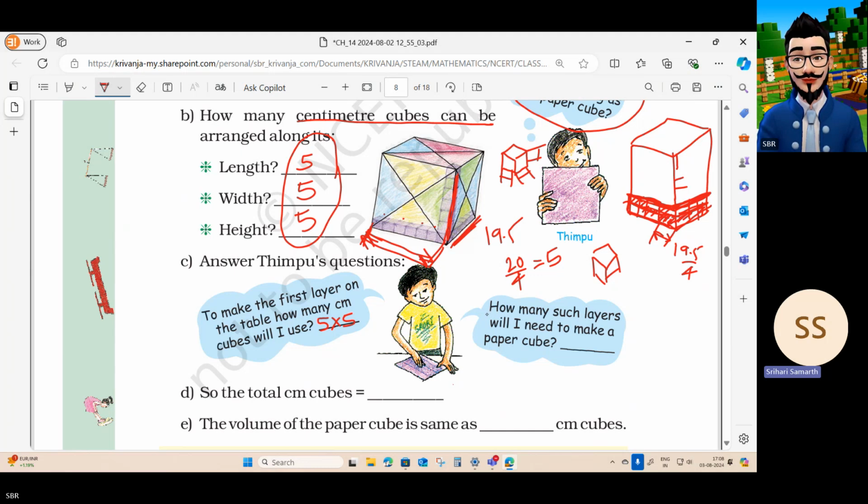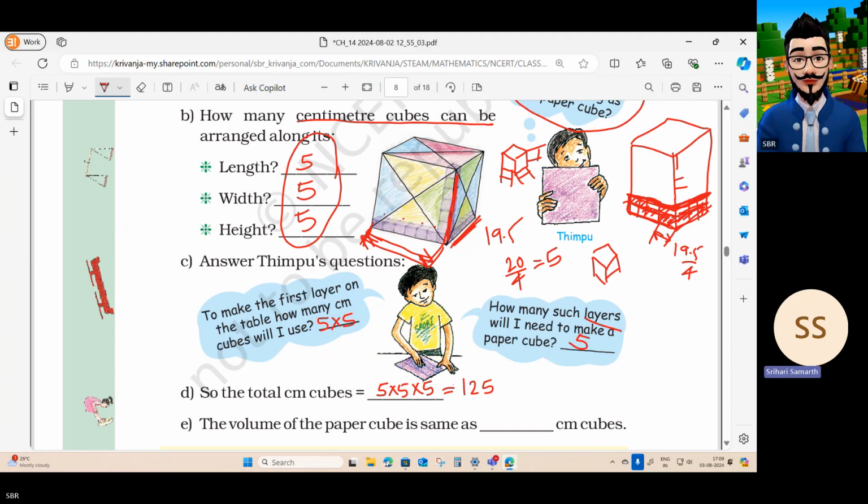How many such layers will I need to make a paper cube? How many layers do you need to make? 5. Okay, now tell me. Read next question. So the total centimeter cubes, how do you calculate it? 5 into 5 into 5. Okay. 5 into 5 is the first layer, and there are totally 5 layers. So another 5. 5 into 5 into 5 is 125. 125 cubes you need.